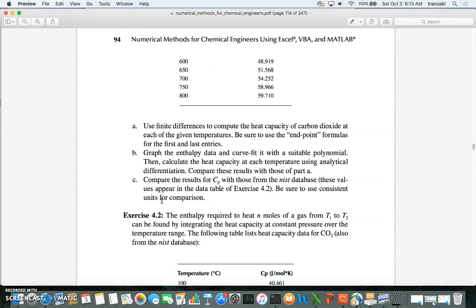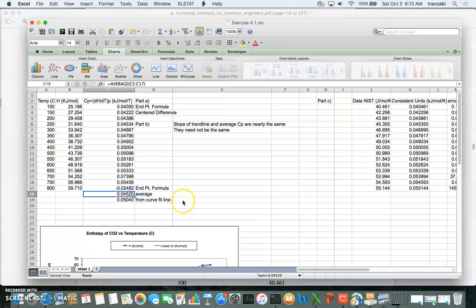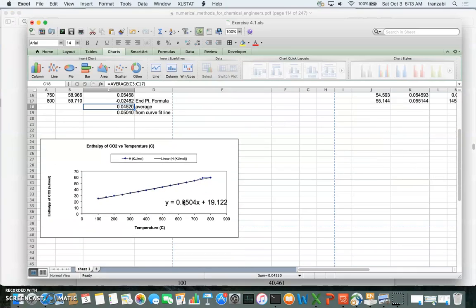So in part B, we need to graph the enthalpy of the data and then fit a curve and then compare that with part A, compare the heat capacity from the curve that we just fit. Okay, so to do that, we first plot enthalpy against temperature. So that's what I did. These dots are the enthalpy against the temperature, which means second column against the first column here.